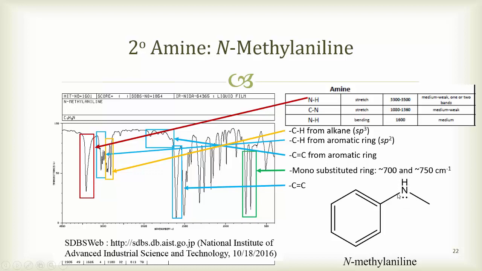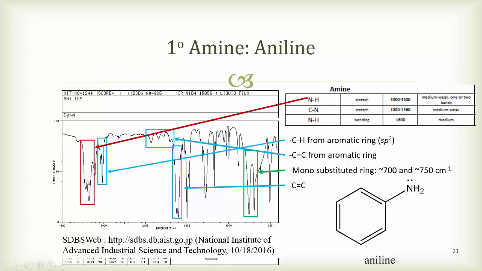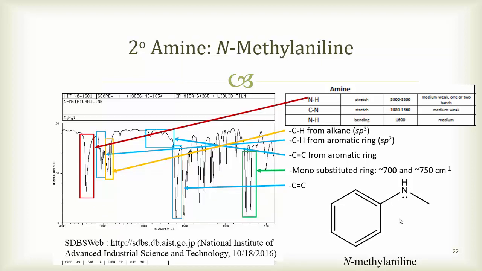And they're going to show up in the same region as the primary amine and the alcohol. The difference is, though, that this time you only have 1 NH bond, so you only have 1 NH peak. So that's why there's only 1 band, whereas in the previous example, there were 2 in this region because there were 2 hydrogens attached to the nitrogen. That's the big difference here.